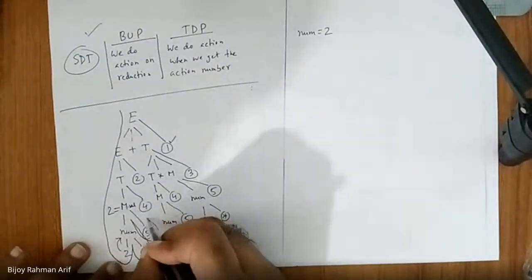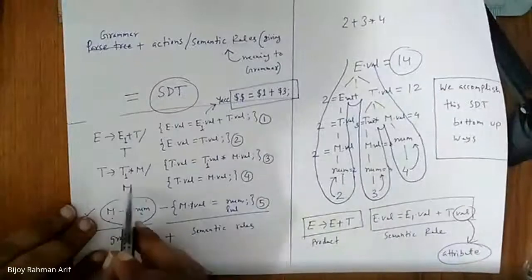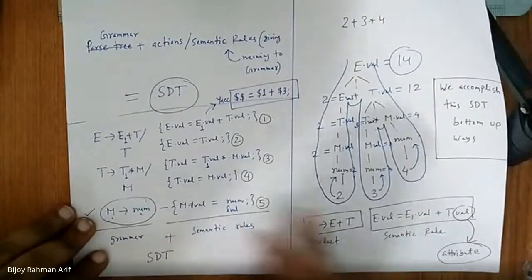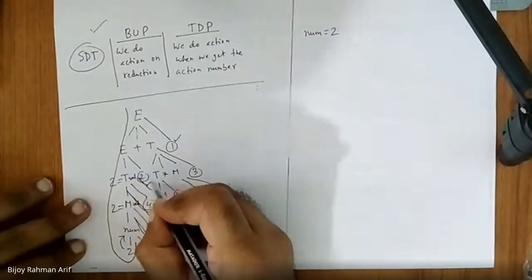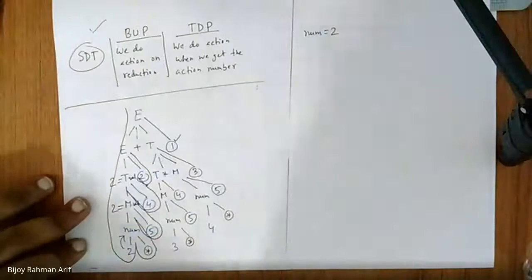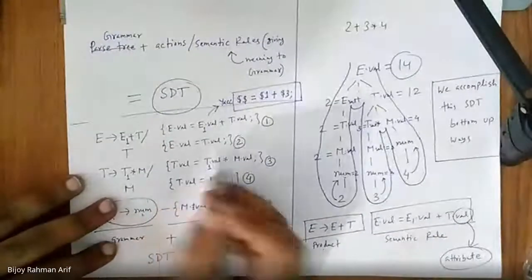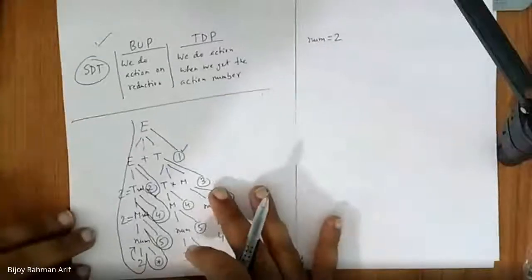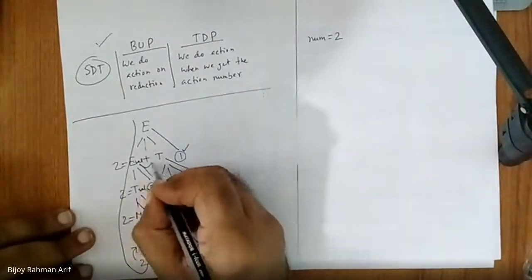Then again go to T4. What is the action? T dot val is equal to M dot val. So this T dot val would become 2. Again move to this 2. What is the action? E dot val becomes T dot val. So E dot val is 2, plus, no action.